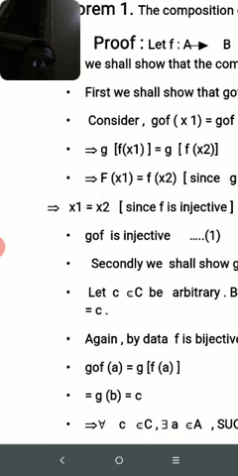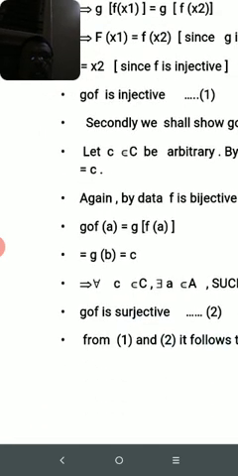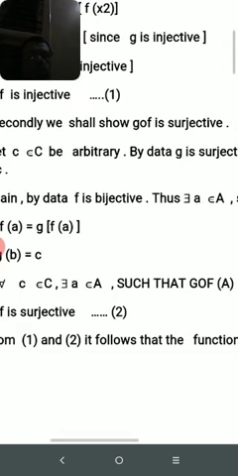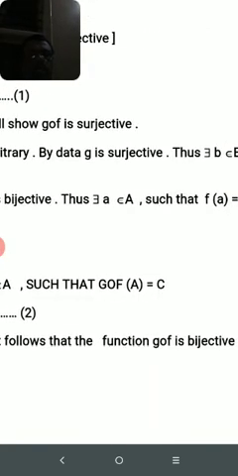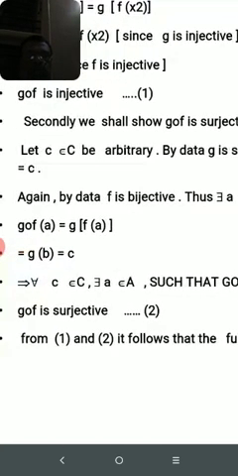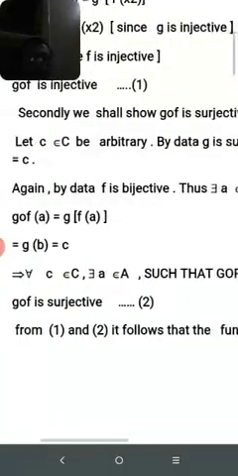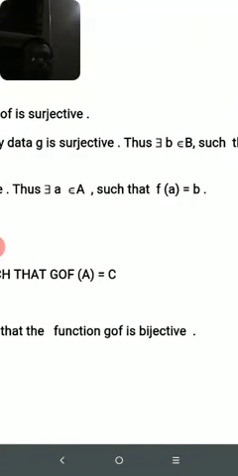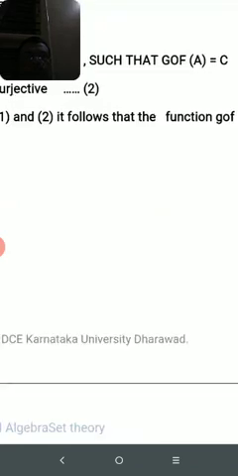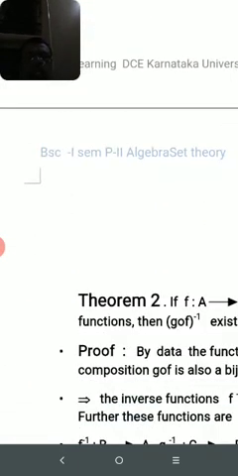It implies that g(b) equals what? c. So it implies that for every c, an element of set C, there exists an element a belonging to A such that g∘f(a) equals what? c. Therefore g∘f is surjective. Call it equation number 2. From equation number 1 and 2, it follows that the function g∘f is what? Bijective. So hence the theorem.